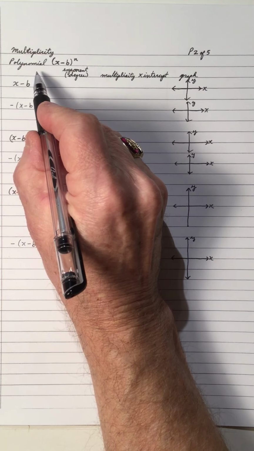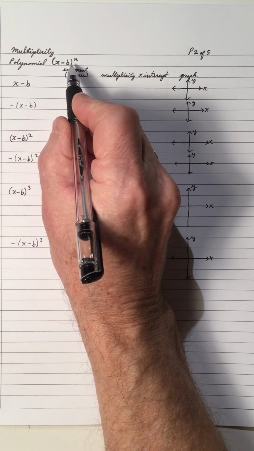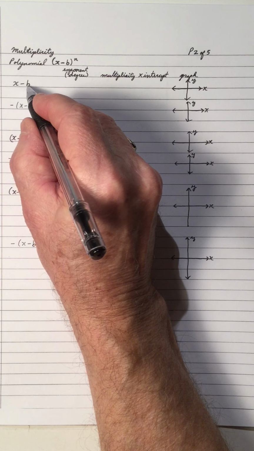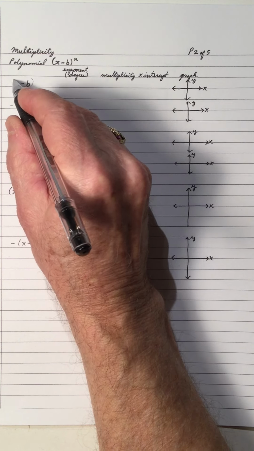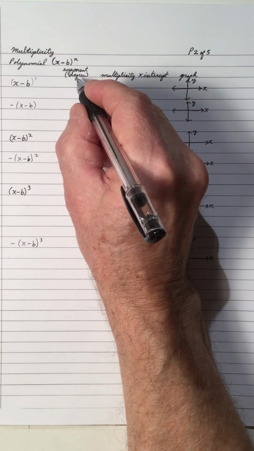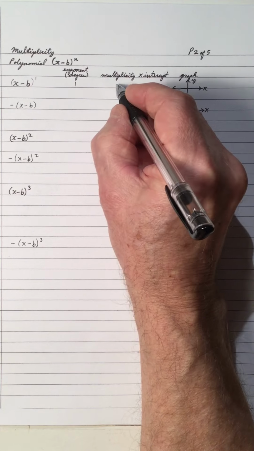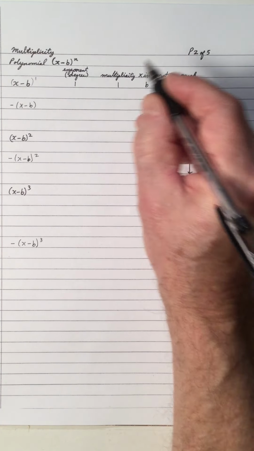Multiplicity, polynomial of x minus b raised to the n power. Notice the x minus b in this one is raised to the 1 power. So the exponent or degree is 1. The multiplicity is the degree, which is 1. And the x-intercept is b, the opposite.